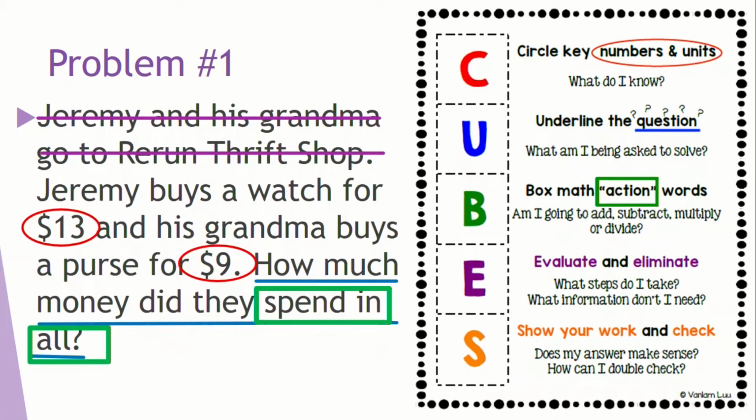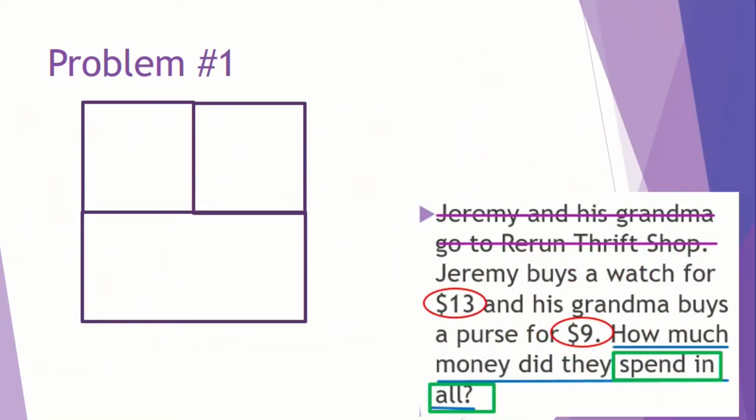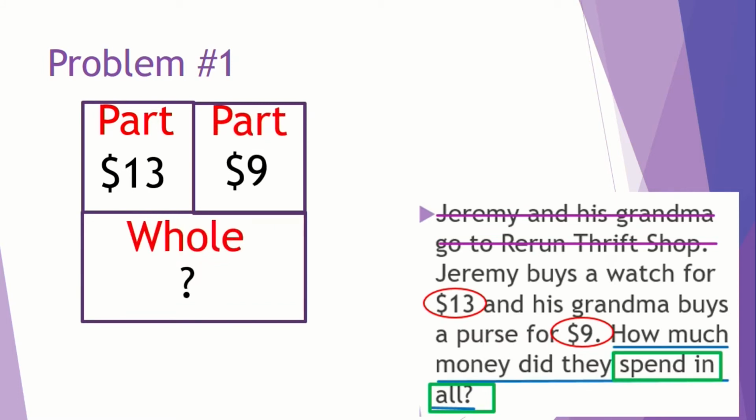So pick up that paper and pencil and get ready to solve. I'm going to use the part-whole model that you use in class to help you organize your thoughts on this problem. The first part we know is $13 for the watch. The second part is the purse was $9. So we know both parts, but what we don't know is the whole. So now we're going to have to add the two parts together to get the whole amount. So we're going to do 13 plus 9.